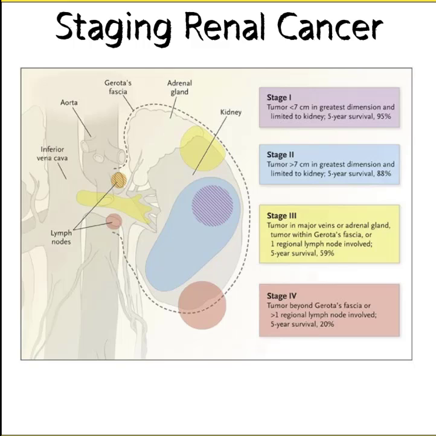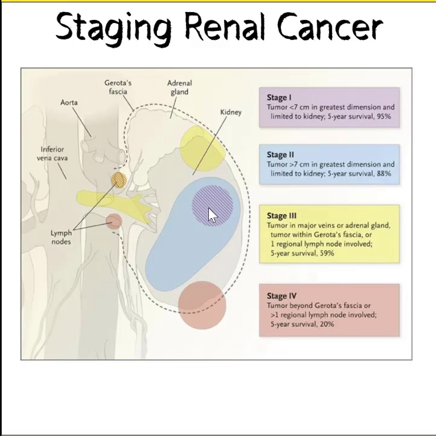This diagram then shows us nicely how we stage renal cancer. Stage 1 is a tumor that is less than 7 centimeters and resides still within the kidney. These actually tend to have very good survival rates, as they can just go in and remove the cancer, remove part of the kidney, do a partial nephrectomy. And so these are typically very easy to cure. It's this purple one here.